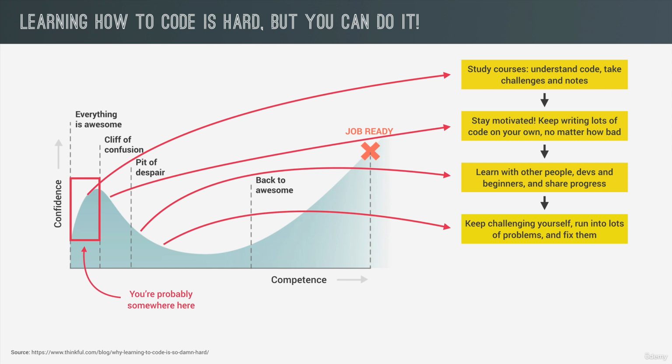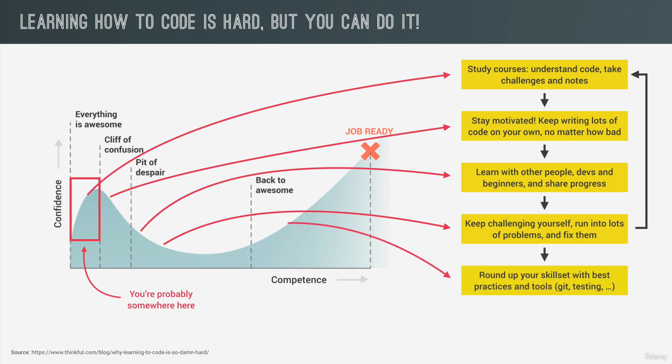Anyway, back to the journey here. At a certain point, you will start to see the light. So at this point, you're getting quite good at writing code, and your confidence will finally start to grow again. You are now in the back to awesome phase. Now you can either start learning new technologies, or you can start rounding up your skill set with best coding practices and tools that you will need for jobs, for example, like version control, testing, task runners, etc.